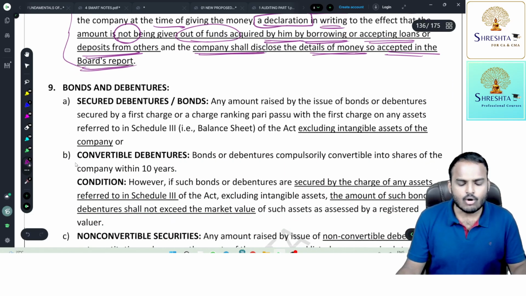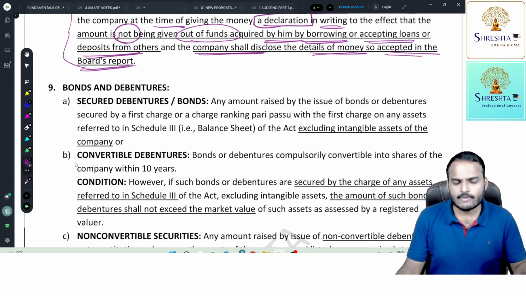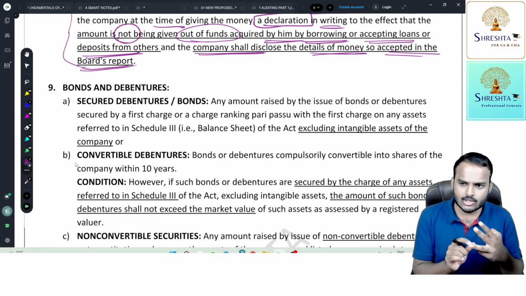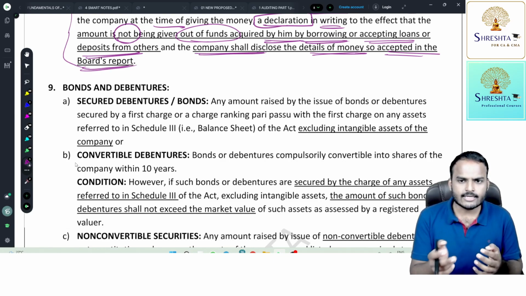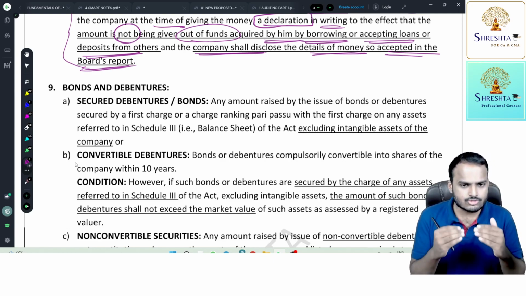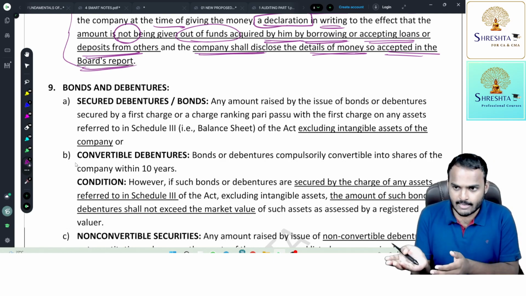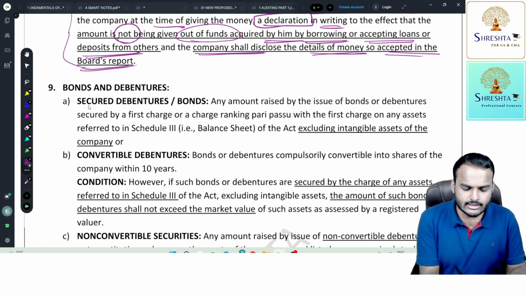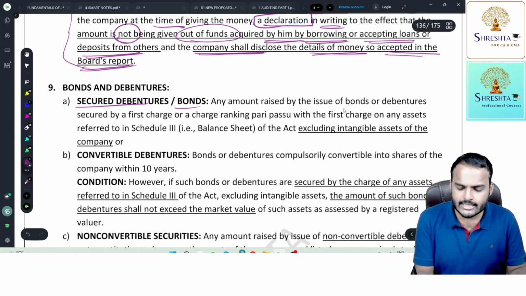Next, bonds and debentures. So from parties point of view, we discussed government, banks, foreign government, and then intercorporate, and then directors, public financial institutions. From instruments point of view, we discussed shares, and commercial papers, and now we are going to discuss bonds and debentures. So secured debentures or bonds, any amount raised by issue of bonds or debentures secured by first charge or charge making pari passu.